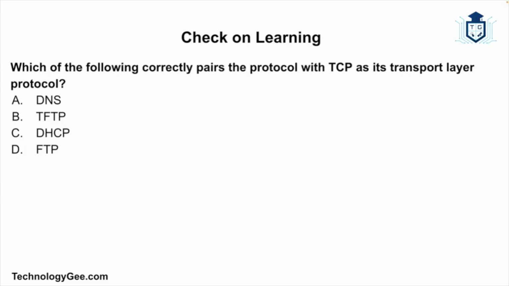And our final question is, which of the following correctly pairs the protocol with TCP as its transport layer protocol? Would it be DNS, TFTP, DHCP, or FTP?